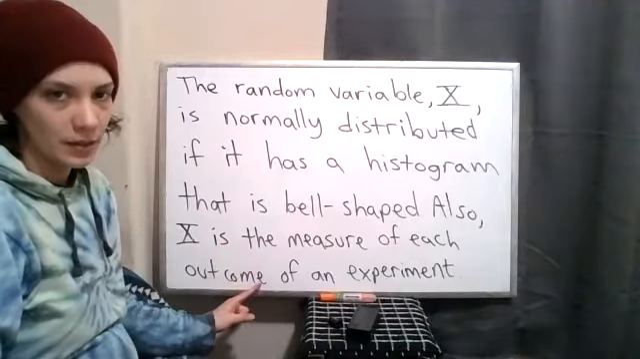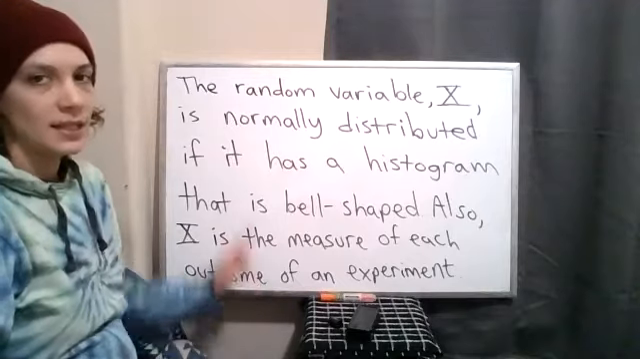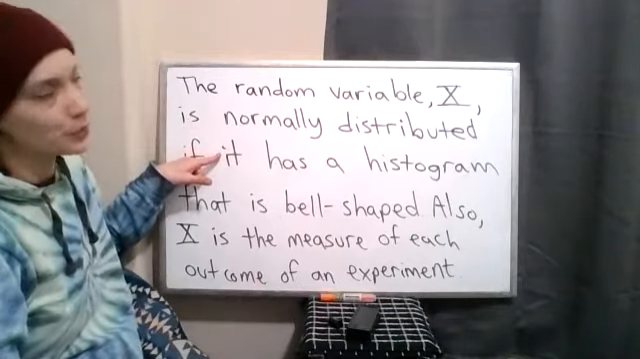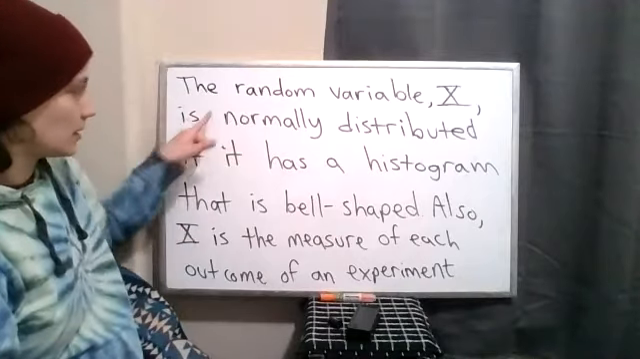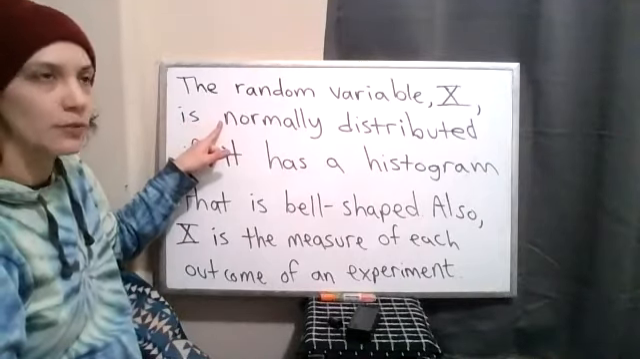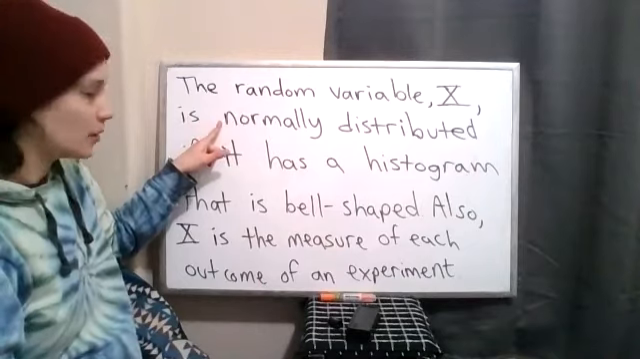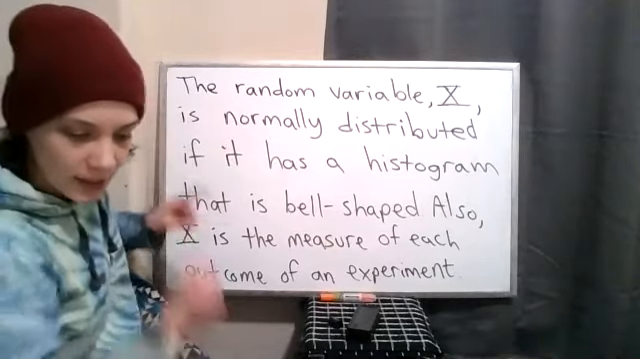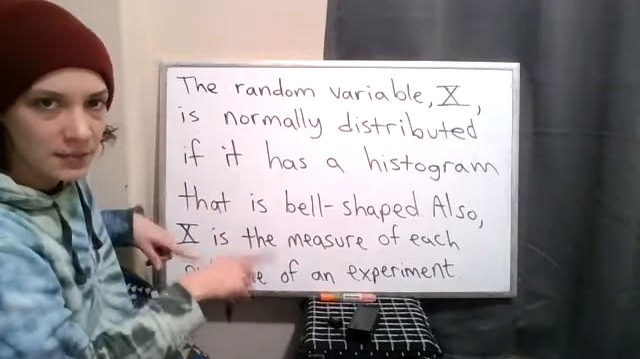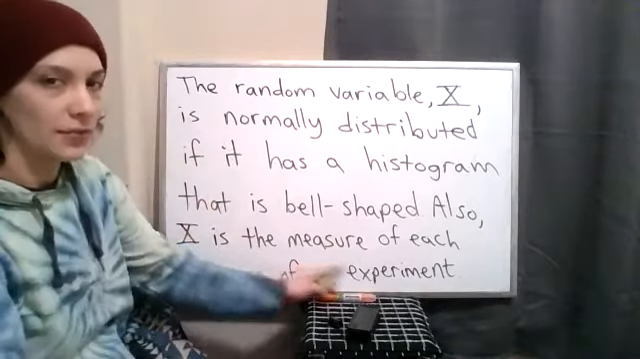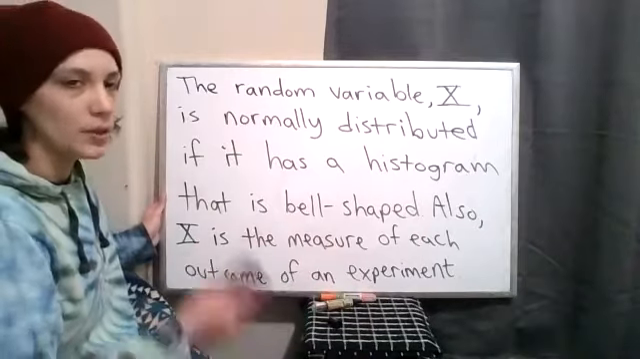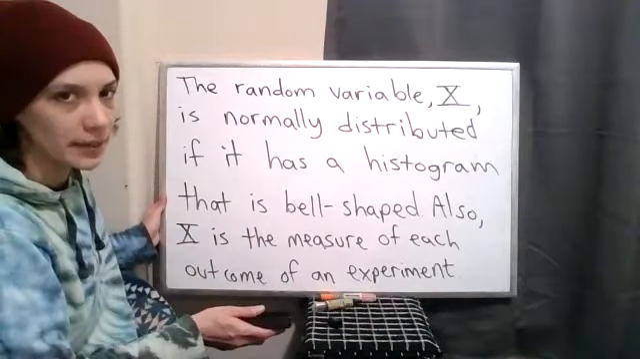X is the measure of each outcome of an experiment. If the histogram for X is bell-shaped, then we call X a normal. We say that X is normal, or X has a normal distribution. Then we started talking about the graph. It's centered at the mean, and it has inflection points at mu minus sigma and mu plus sigma.